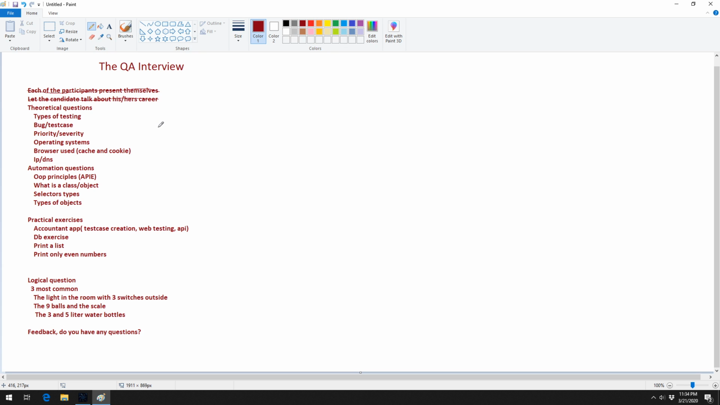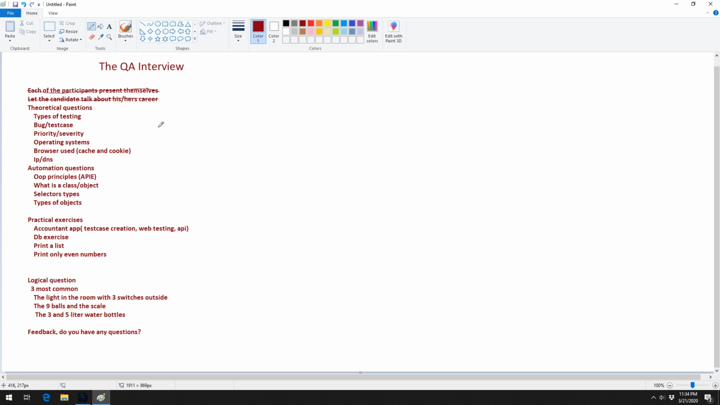Most of the QA interviews will start with types of testing, but this is not an easy question. Not only types of testing: functional, non-functional, black box, white box, gray box testing. This is beyond a specific term. This is more general, like functional, non-functional. This can elaborate so much.